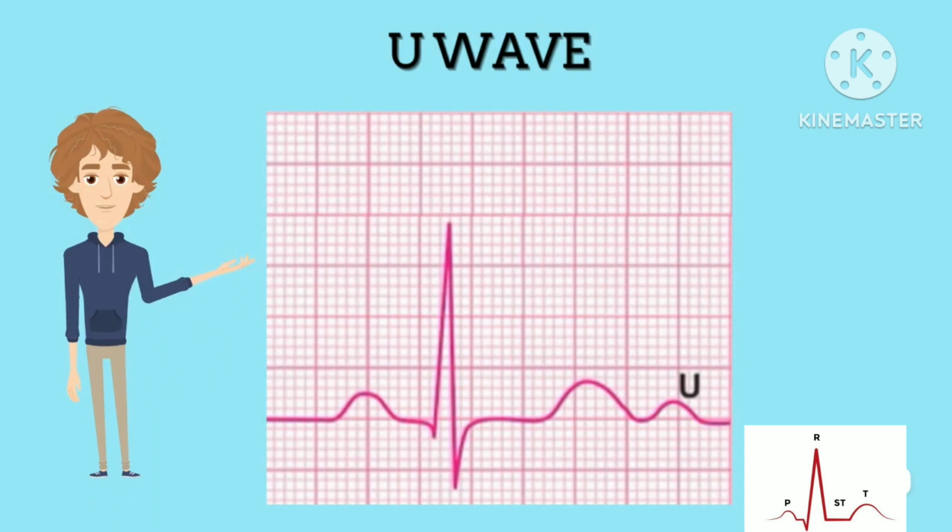U wave is smaller than the T wave, and it is difficult to notice, but well appreciated in precordial leads, that is V2 to V4. The U wave is easily visible when the QT interval is short. It is also easily visible when the heart rate is slow.